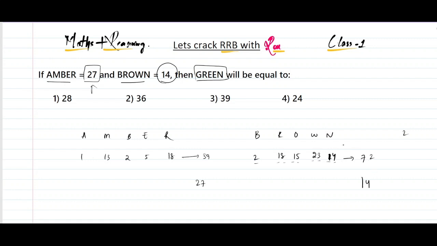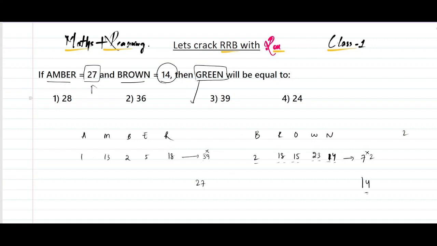If you observe here, 39 became 27, which means if I multiply the digits 3 into 9, I am getting 27 only, right? Similarly, if you see here, 7 multiplied with 2, I am getting 14 only, right? So they are adding the place values and multiplying the digits, that's all.